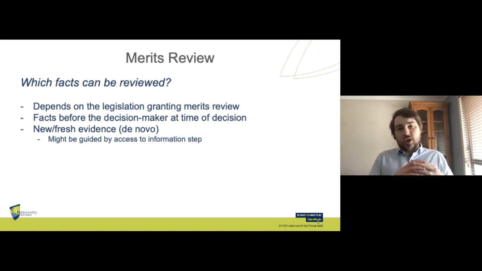As a general basis, the facts that were before the decision maker at the time of the decision will almost always be reviewable. So the information that the decision maker had at hand, most of the time that will be open for merits review. And if you were unhappy with the decision that was made, you could ask for merits review and you could argue based on the facts that were available at the time.